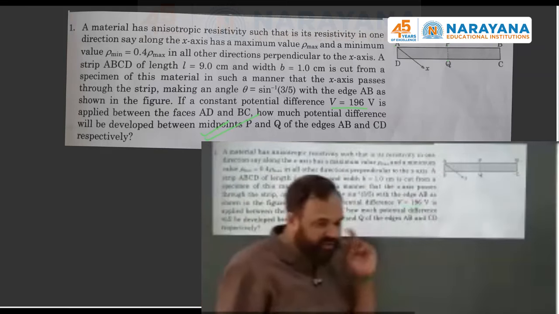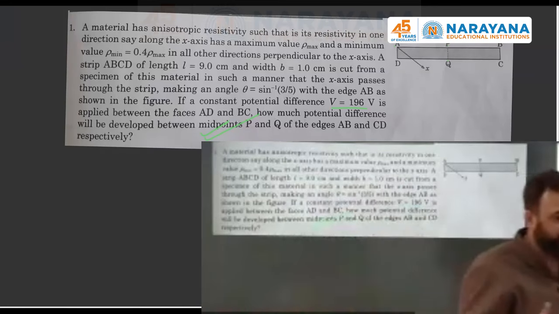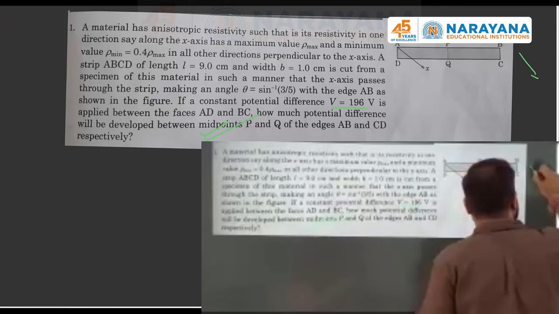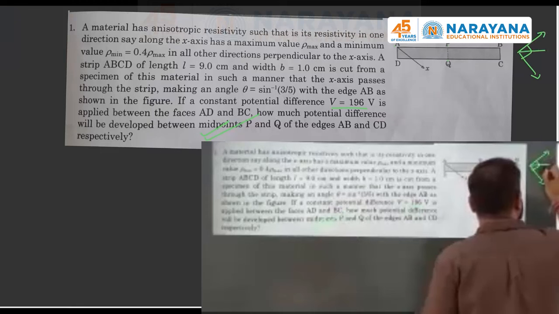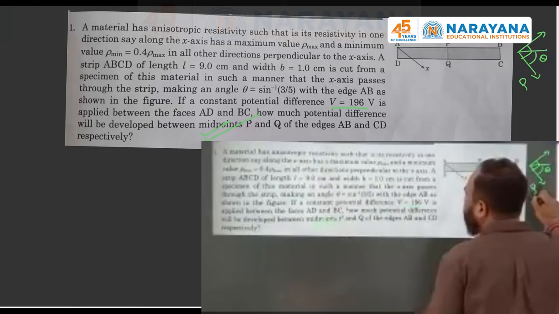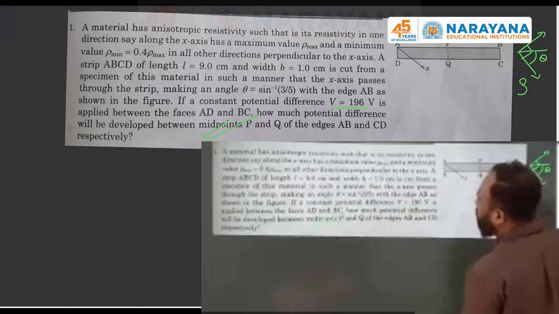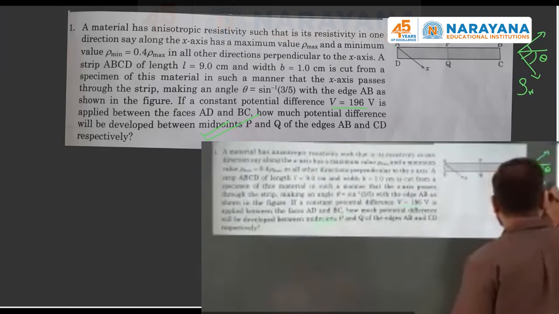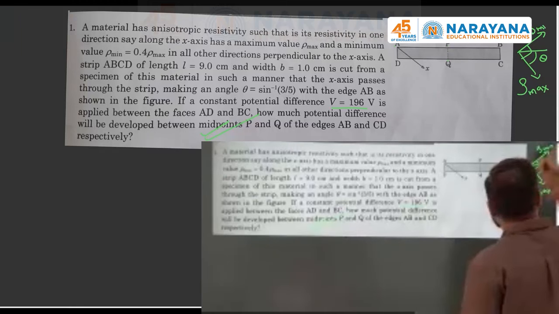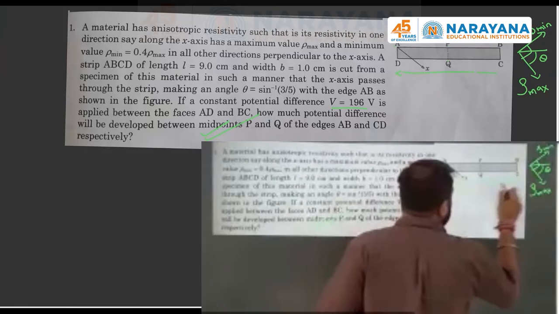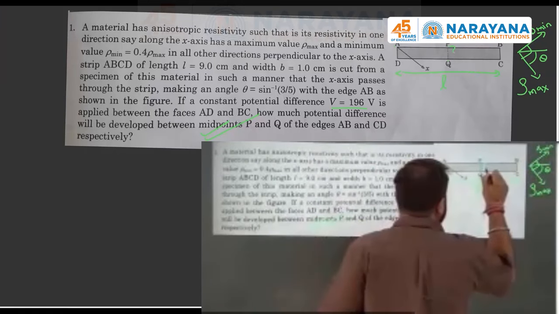Note, the resistivity in those two directions was different. Remember, X and Y are in the plane at 90 degrees, and this angle was theta. Resistivity in this direction was rho min along the x-axis. It has a maximum value and a minimum value, so this is rho max and this value is rho min. Anisotropic material. This length is given as L, and the breadth here is given as B.